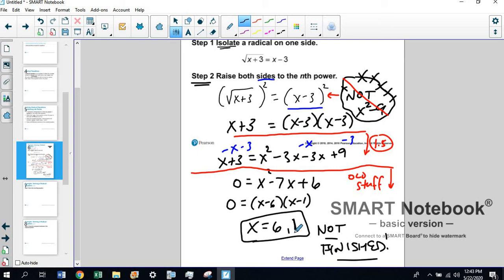But with radical equations, when you square, specifically when you raise both sides to an even power, you must check your answers. You don't have a choice because here's why.